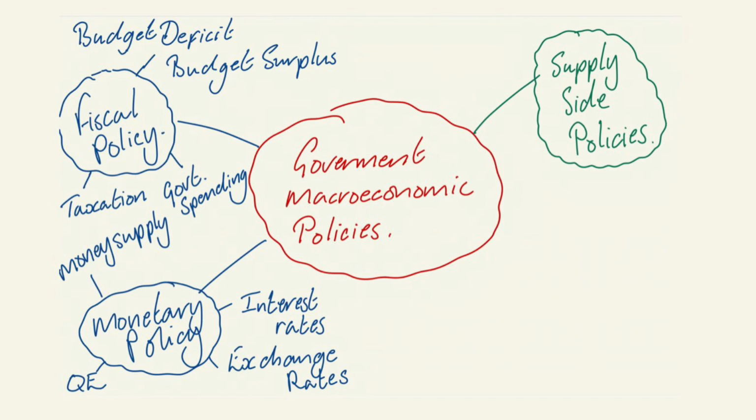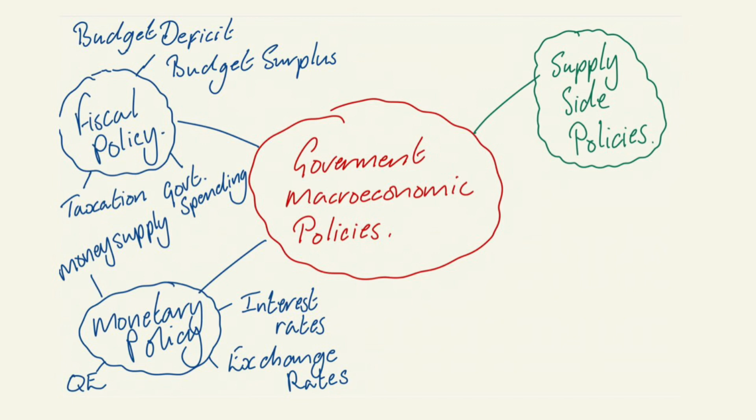It will do the opposite if it wants to increase the level of aggregate demand. It would cut interest rates, therefore more people would borrow and fewer people would save. Investment will rise and therefore the level of aggregate demand will rise.